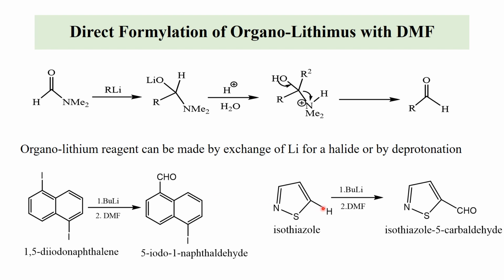Similarly, in isothiazole, when it reacts with butyl lithium, hydrogen is exchanged for lithium and the formylation takes place at this position.